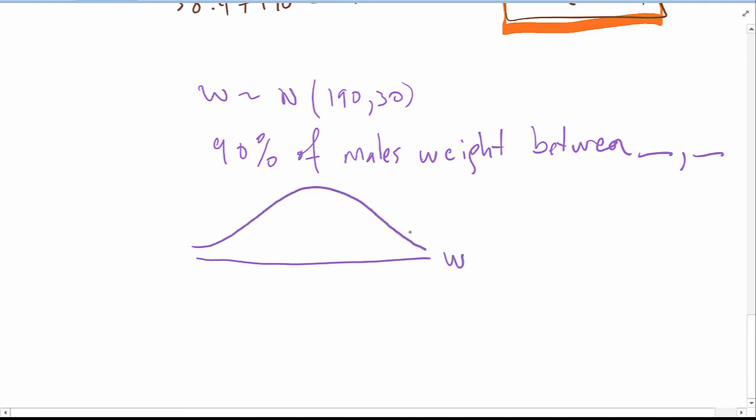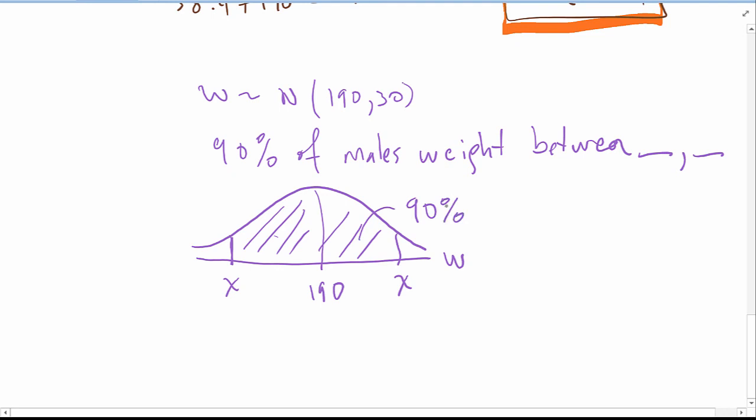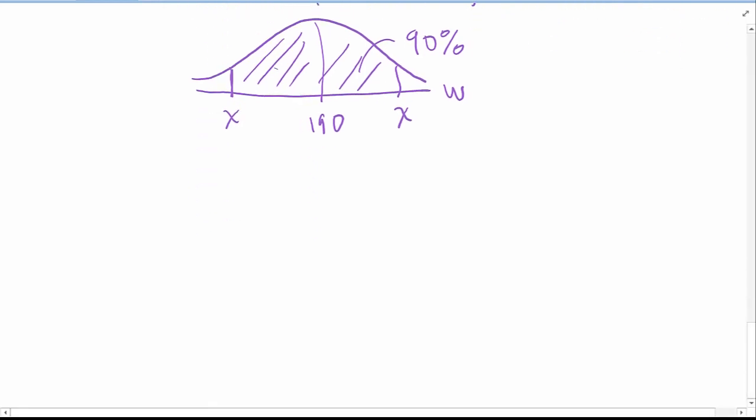This is the distribution. That right here is the mean, which is 190. And we're looking for this lower value and this upper value, so that this area right here is 90%. Right? So how do we find these values? Well, let's standardize to try to understand this, but we're going to come up with formulas.